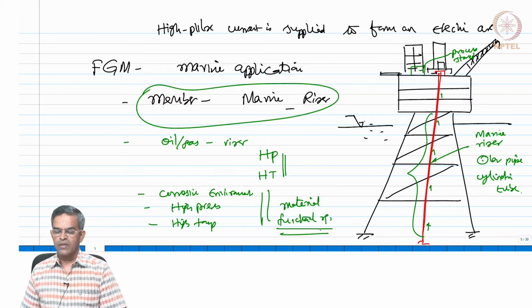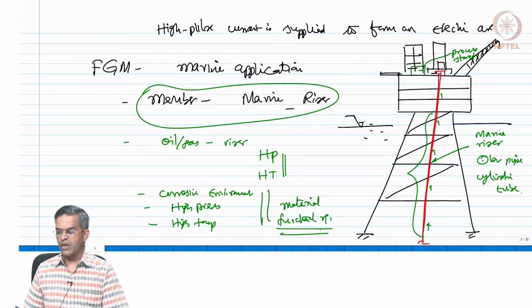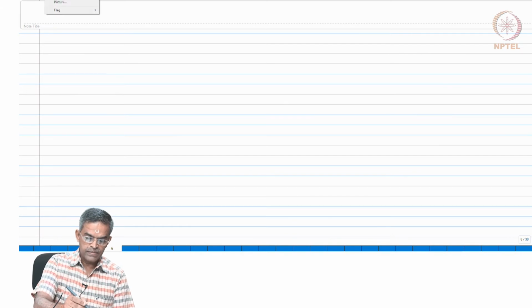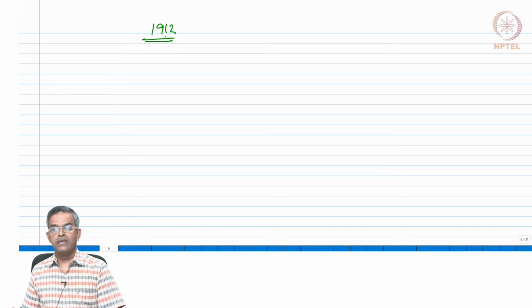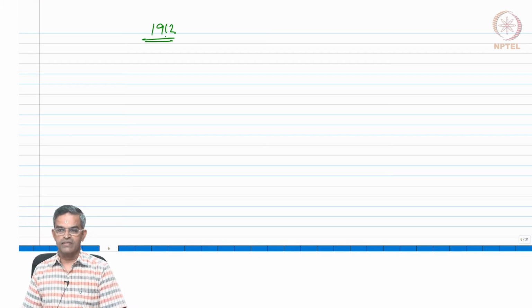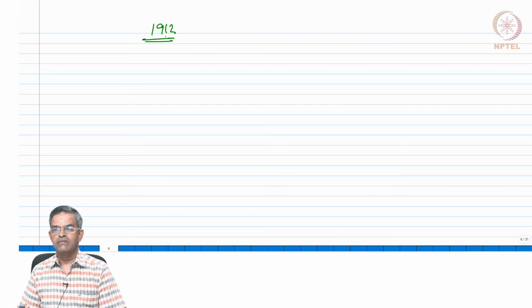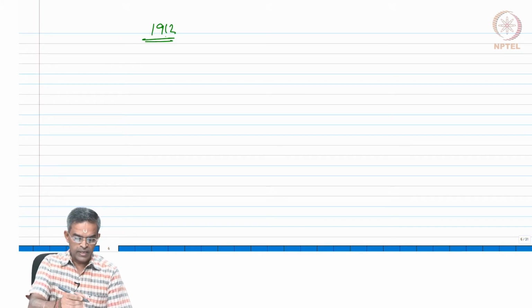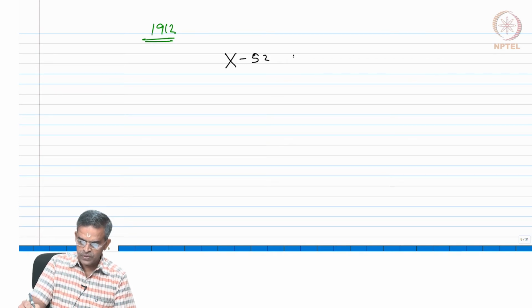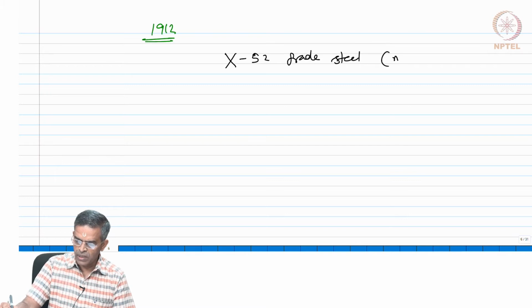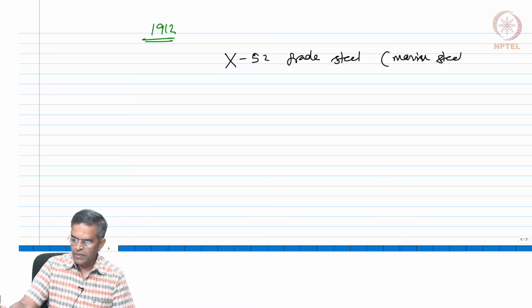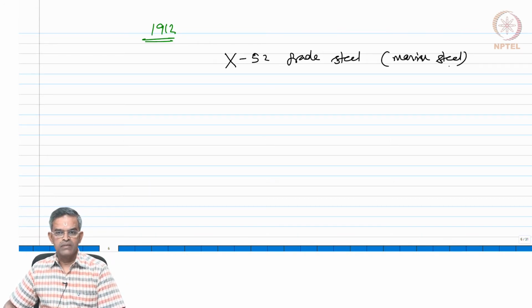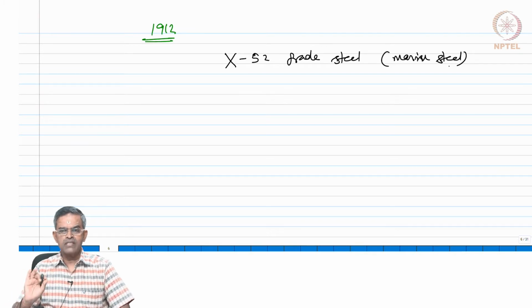If you ask me a question, what is the general material being used currently in the industry? Because oil and gas exploration is not today's job. The first oil well was drilled in the United States in the year 1912, 100 years back. Okay. So, this process is there for the past 100 years. So, people must have been using some material for marine risers. Okay. We state that they are corrosive in nature, but people have been using them. So, what is the material being conventionally used so far? It is X52 grade steel, which is the marine steel. I will show you the mechanical properties of this steel slightly later in the next slide. Okay. It is a conventional steel being used.